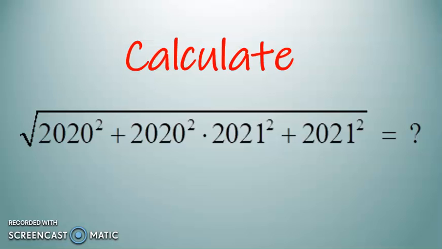Hello to everyone. For today I have chosen one competition algebraic question, namely the following one. Calculate the following expression: square root of 2020 squared plus 2020 squared times 2021 squared plus 2021 squared. Let's start solving this question.